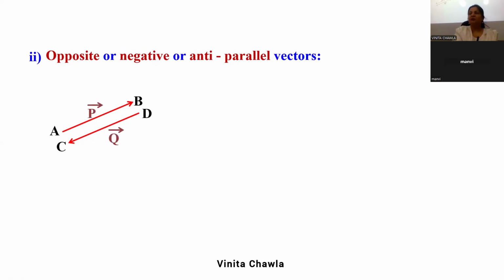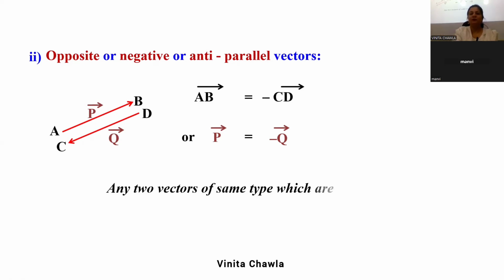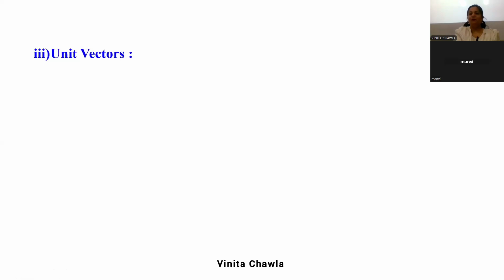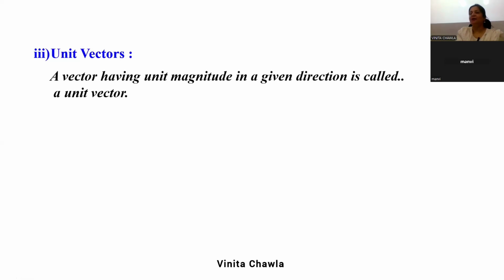So this is vector P. This is represented by vector Q. So we'll write vector AB is equal to minus vector CD, or we can write vector P is equal to minus vector Q. So a negative vector of a given vector is a vector of the same magnitude but opposite direction. Any two vectors of the same type which are equal in magnitude but opposite in direction are called opposite or negative vectors. Unit vectors: a vector having unit magnitude in a given direction is called a unit vector.